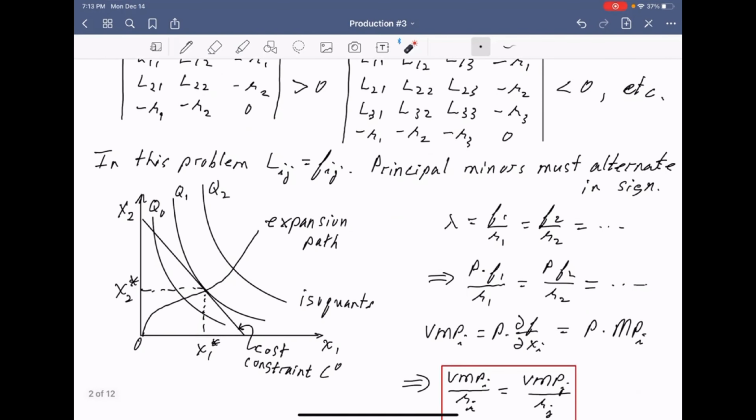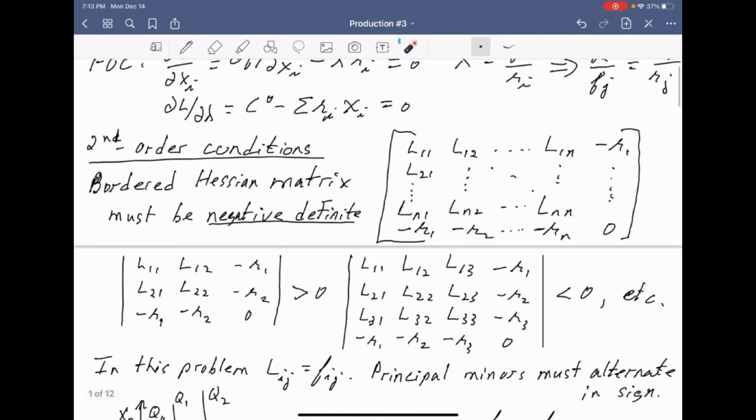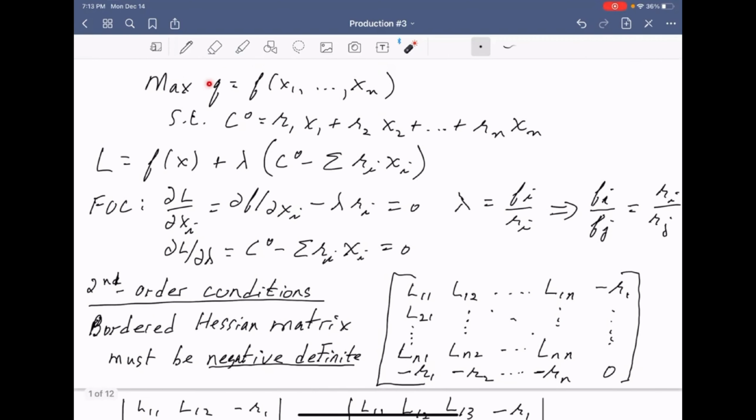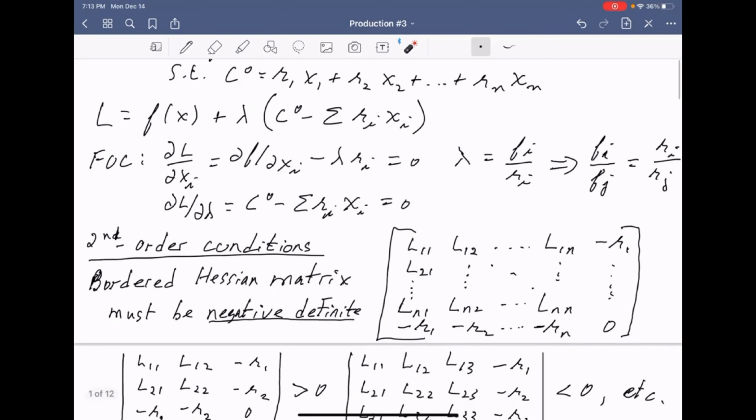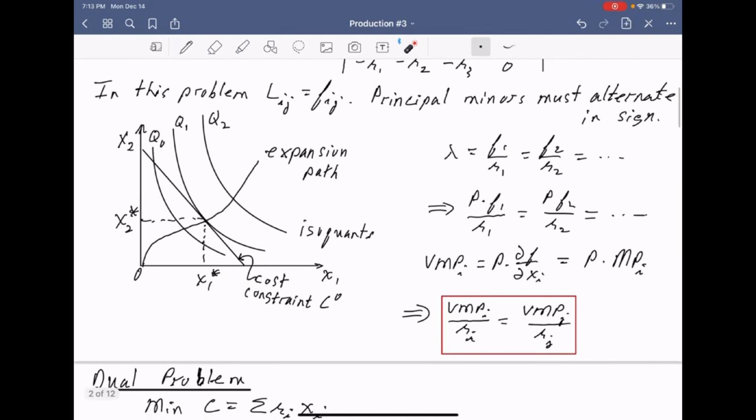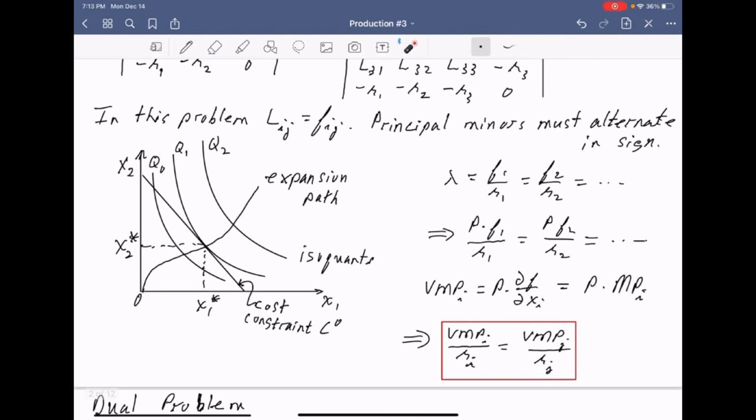Now, in this problem, we can take the Lij, which refers to the second partial of the Lagrangian with respect to inputs xi and xj. Well, that's the same as taking the second partial of the production function up here with respect to xi and then xj. And the reason for that is, you'll see if you try to take two derivatives here, you end up with 0 at that point. So now the principal minors must alternate in sign, as I mentioned, for that maximum.